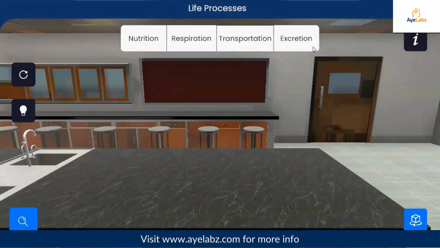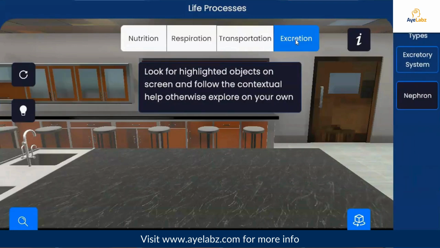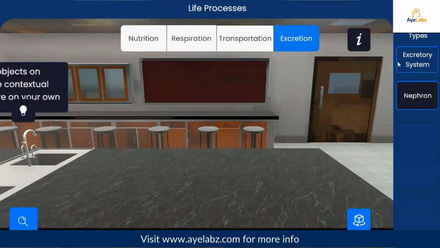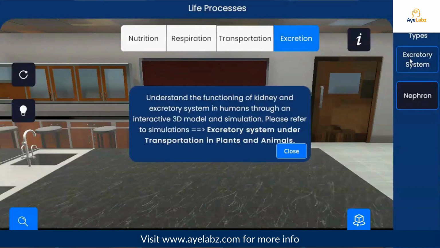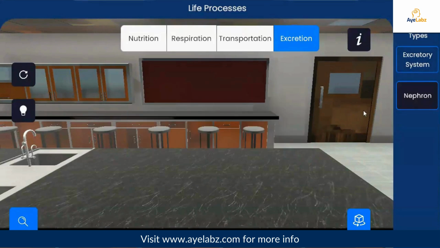Another important life process is excretion. It involves removal of metabolic waste materials and other non-useful substances out of the body. To understand the excretory system in humans, refer to the section Excretory System under the simulation Transportation in Plants and Animals. Click on this tab to explore the 3D model of kidney and the working of nephron in the human excretory system.